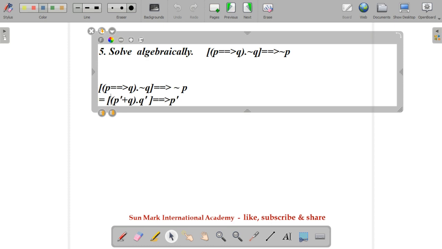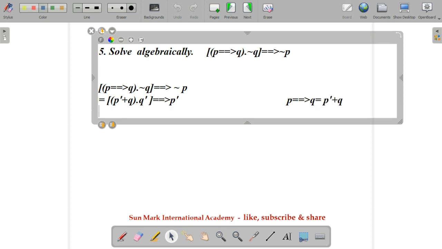So here we have to substitute the conditional elimination. This is a conditional elimination: P implies Q equal to P dash plus Q. That formula we have substituted. Next one, we need to multiply the two. So we will get P dash dot Q dash plus Q dot Q dash, whole implies P dash.